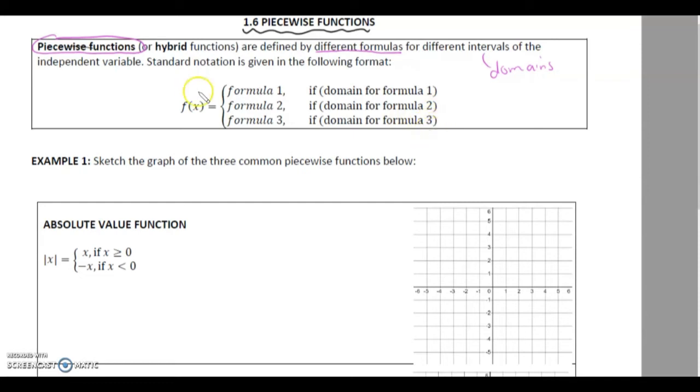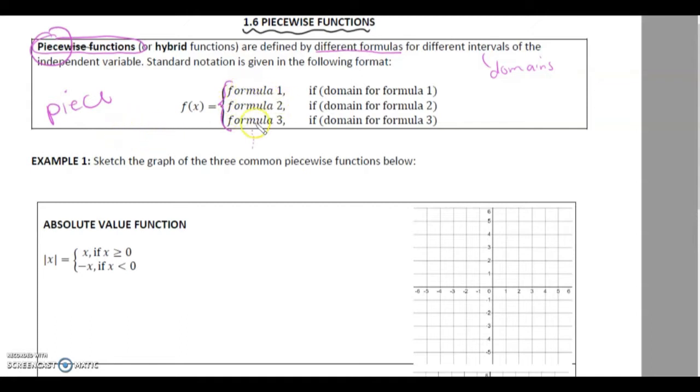So what happens is we have f at x, but instead of having f at x equals one formula, we now actually have it equaling three different formulas. Okay, you could have three lines in here. You could have one with just two different formulas. You could have one with five. Okay, so when I think of the word piecewise, I think of the word piece. We're breaking it down into little pieces.